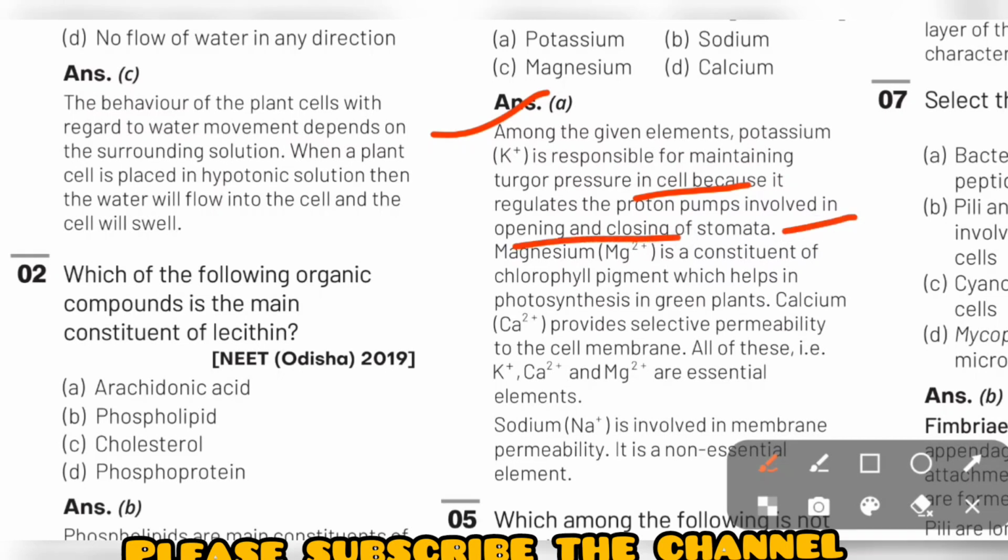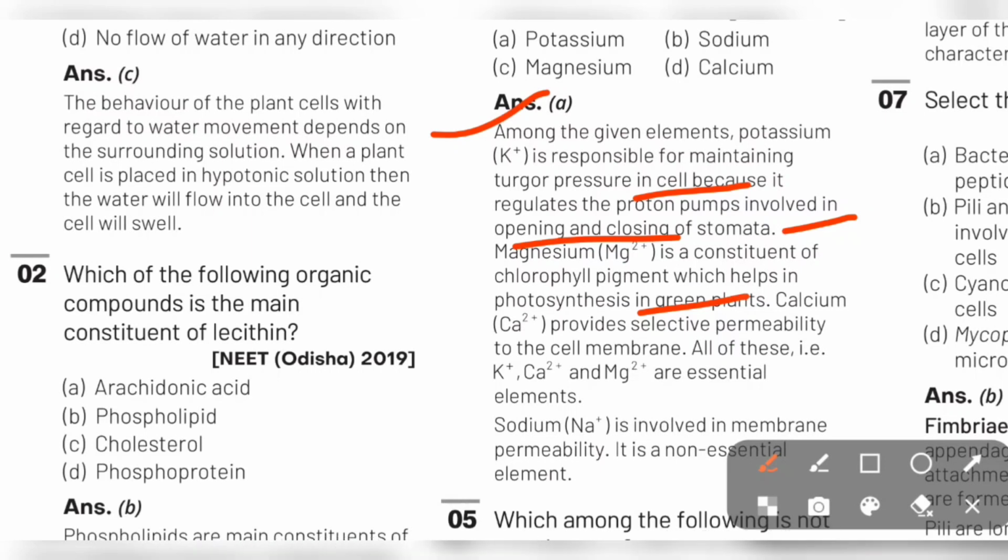Magnesium is a constituent of the chlorophyll pigment which helps in the photosynthesis in green plants, and calcium provides a selective permeability to the cell membrane. All of these are essential elements. Sodium is involved in the membrane permeability. It's a non-essential element. ये भी आपको याद रखना है.